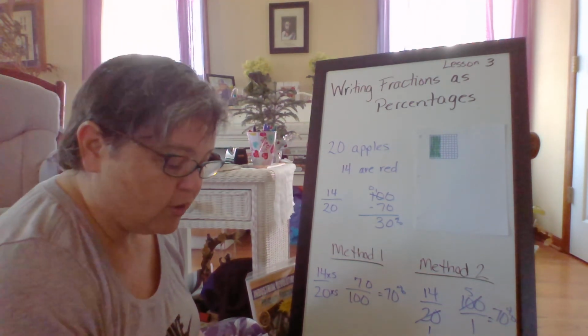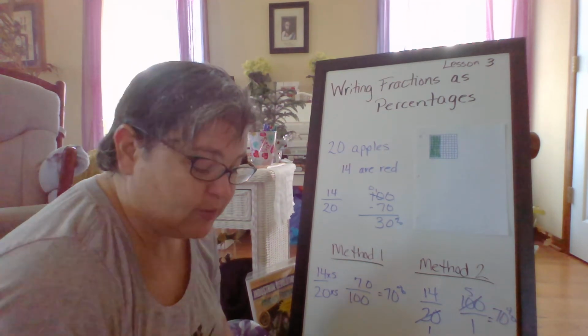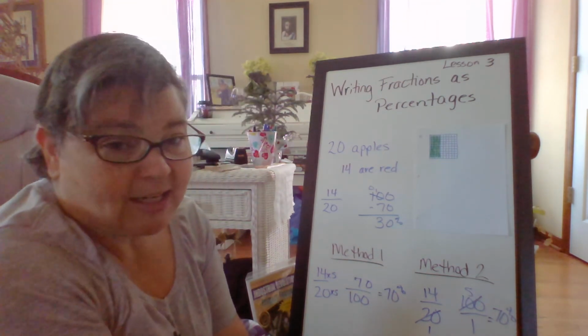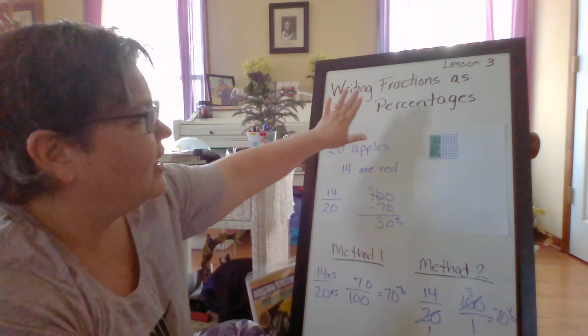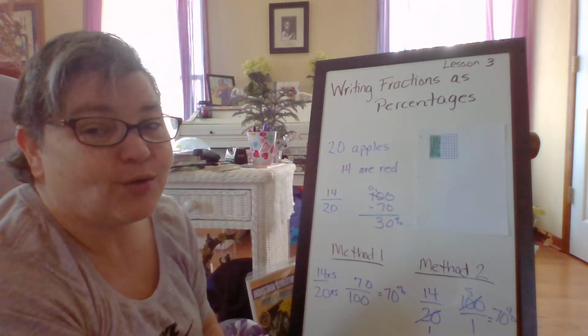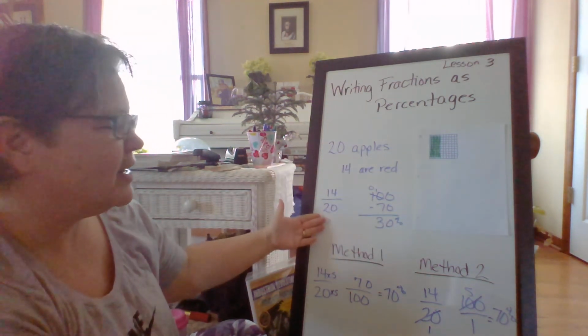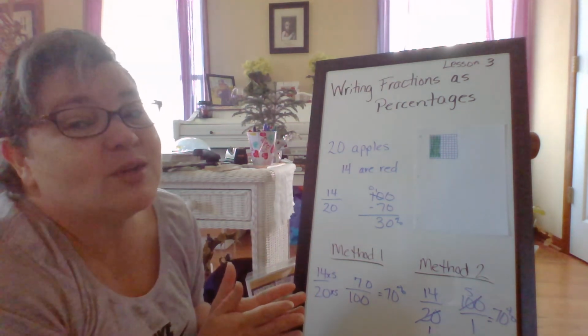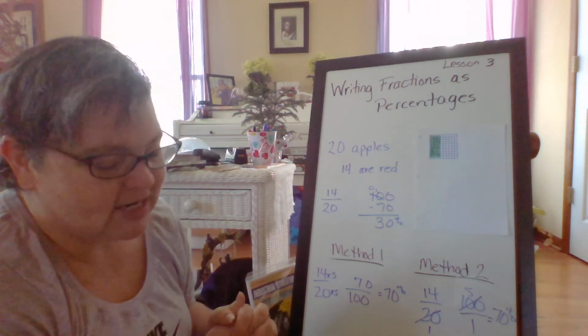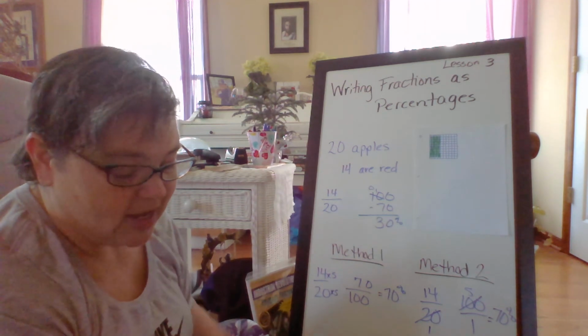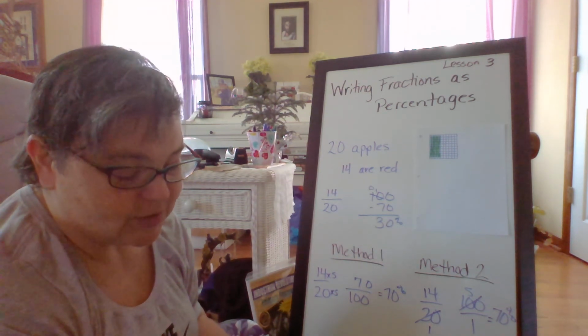All right, so you are ready to do exercise 18. Now, the next lesson, of course, is going to tell you, what do I do when my denominator does not go into 100? And we will get to that in the next lesson. But I'm going to let you go ahead and work on exercise 18 now.